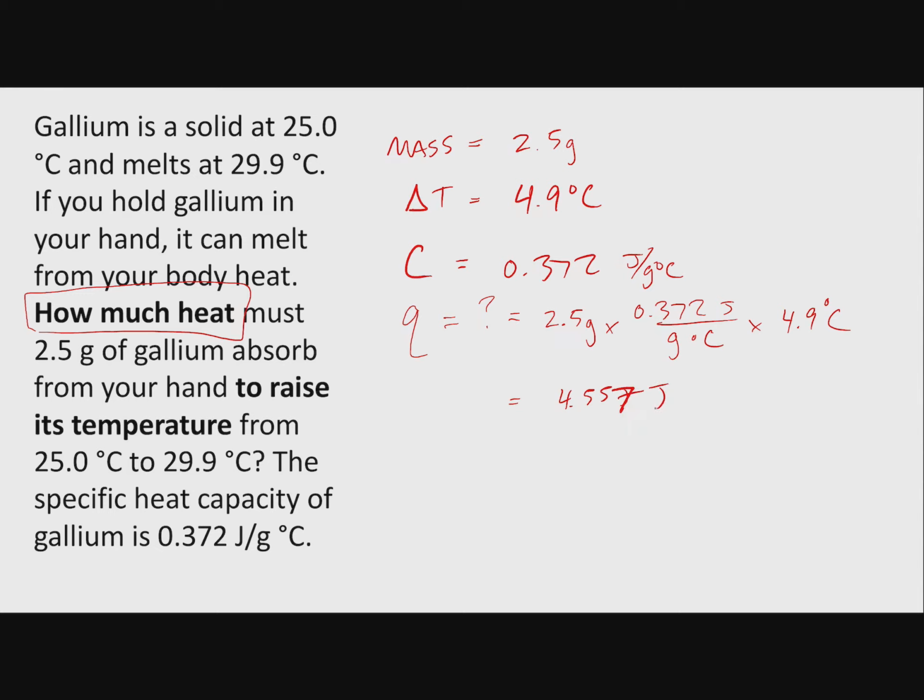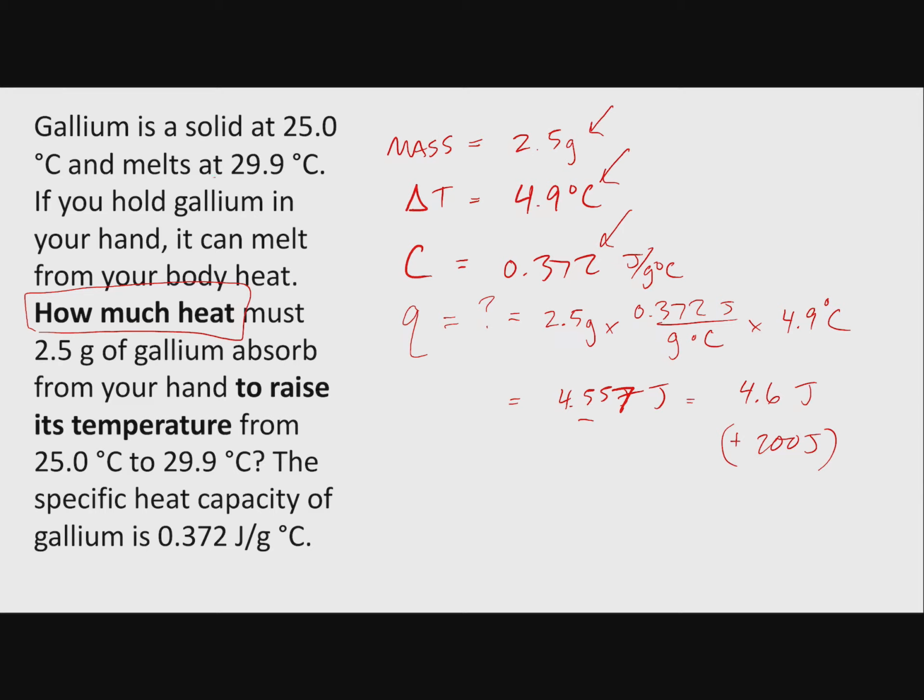joules. We got to go back to our sig figs. We see we got 2 sig figs, 2 sig figs, and 3 sig figs. This is a multiplication division problem, so 2 sig figs. We're going to round. So this would take 4.6 joules. Now, this is what it takes to raise the temperature, just to be clear. This is the amount of heat it takes to raise the temperature to the melting point. It actually takes an additional 200 joules to actually melt the gallium. But we'll talk about that in chapter 12.